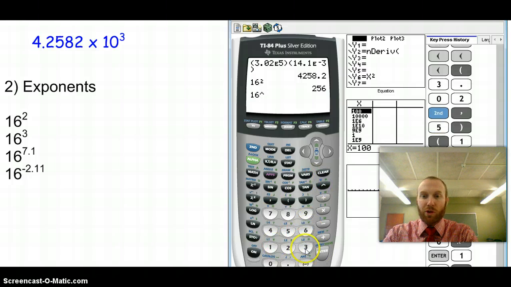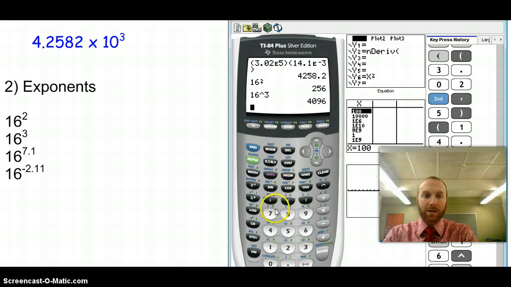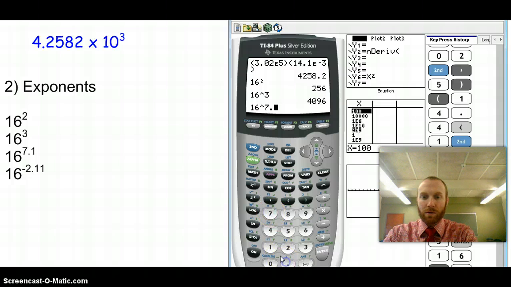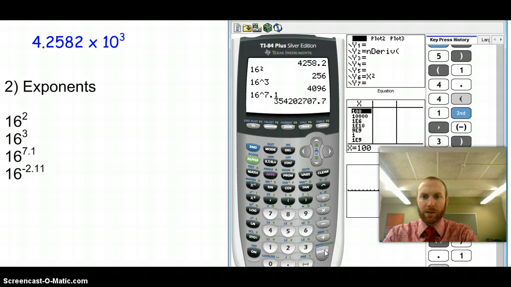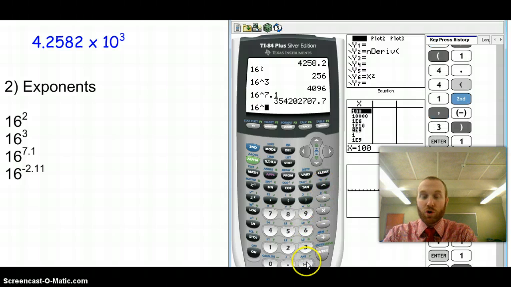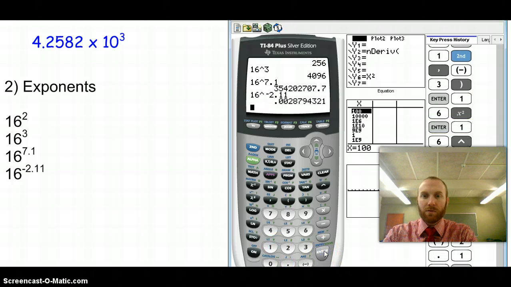16 to the third. Did you get 4096? 16 raised to the 7.1 gives you a big number and a decimal. And then how about 16 to the negative 2.11? Make sure you use the negative button again, not the minus sign, and you get a number that's in decimal form. So that's one function that you'll need to know, which is finding exponents.